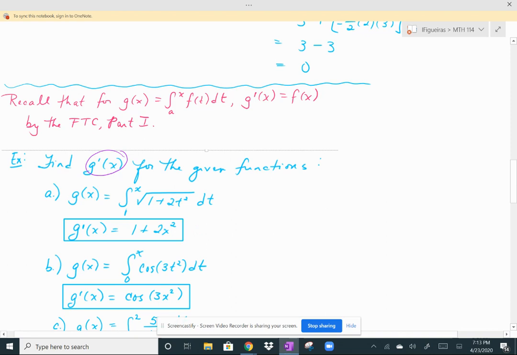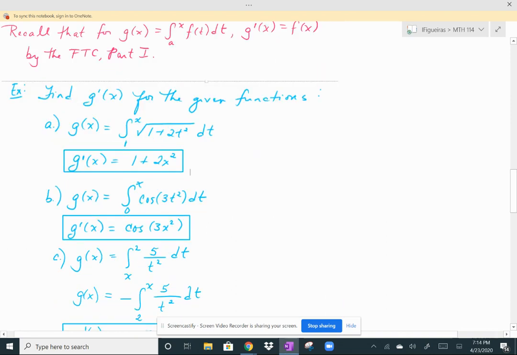So let's do another example. I want to find the derivative of g, where g of x equals the integral from 0 to x of cosine 3t squared dt. So g prime is just the original integrand, just with the t replaced with the value of x. Okay, so we get cosine 3x squared. Okay, let's go on to the next example.